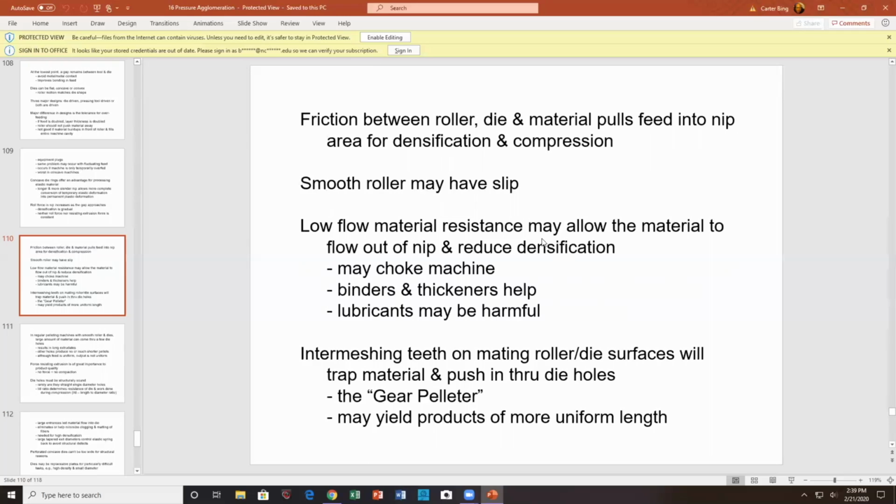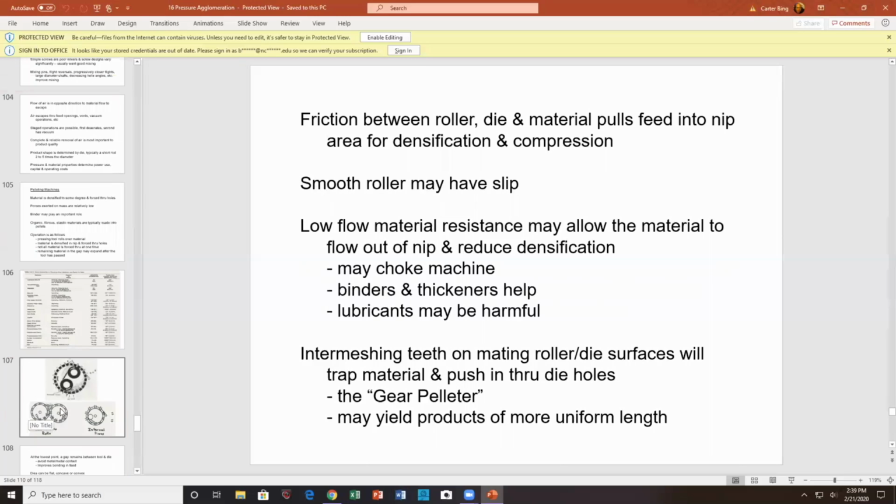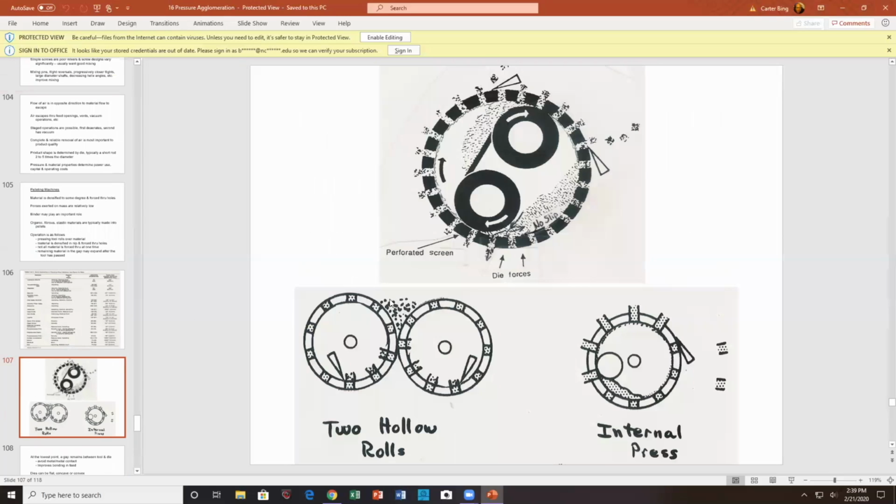Low flow material resistance may allow material to flow out of the nip and reduce densification. It may choke the machine. Obviously, what we're talking about is this one here, where there's a nip. See, this is the one with the nip. This behavior should be different than this behavior.